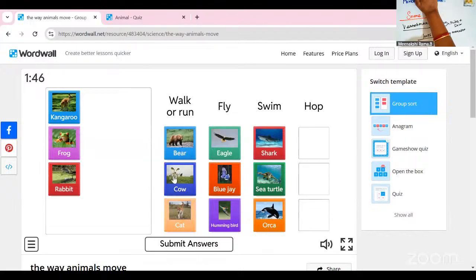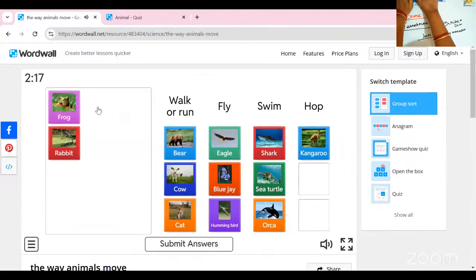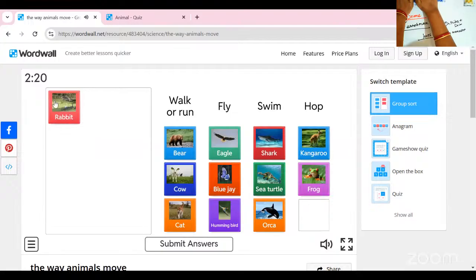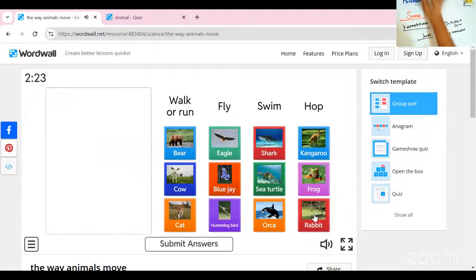First movement is walking. Bear, cow, and cat are always walking. Flying action is possible in these three pictures, that is birds: eagle, blue jay, hummingbird. These are always flying. Third category, swimming: shark, sea turtle, and orca. And next one is hopping. Hopping means like jumping. Kangaroo, frog, and rabbit. So these three animals are always hopping and jumping.